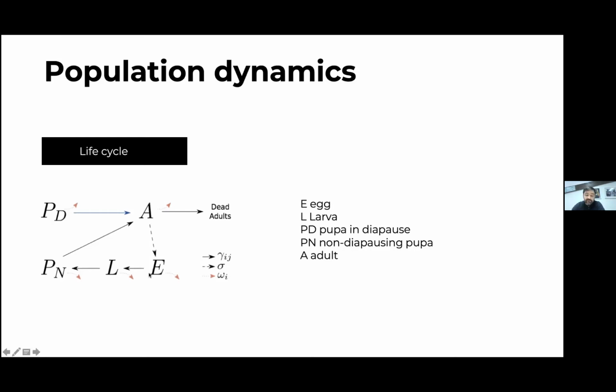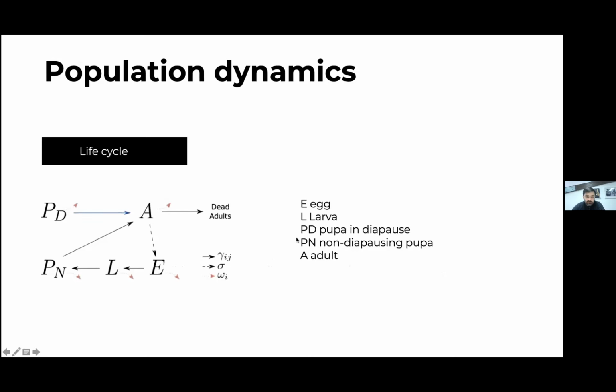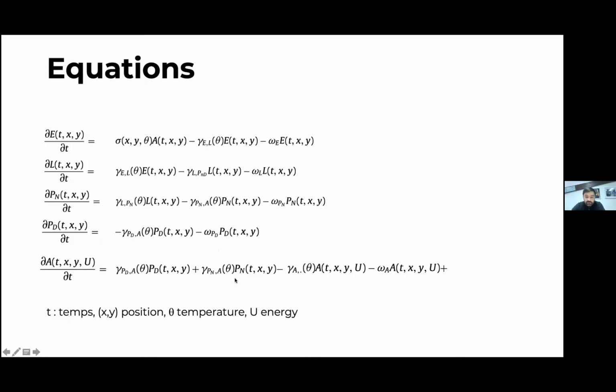So we need to translate this into equations, which is quite standard. Let's first see the equation of adults. Here is the time derivative, the variation of adults. You have the plus, so you have the pupa in diapause plus the pupa from the life cycle. Gamma is the transfer from one component to another, and omega is the death rate. I will come back to this later. So omega is the mortality rate for each stage.